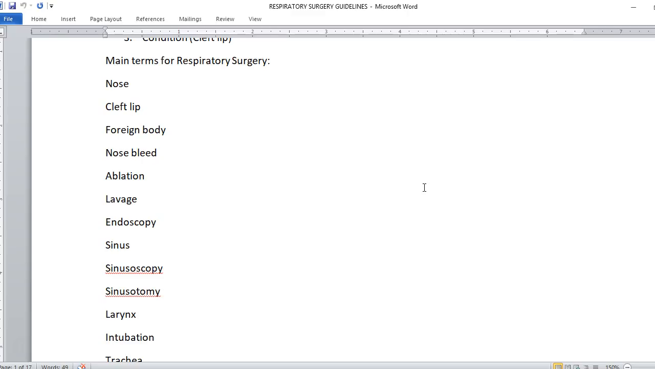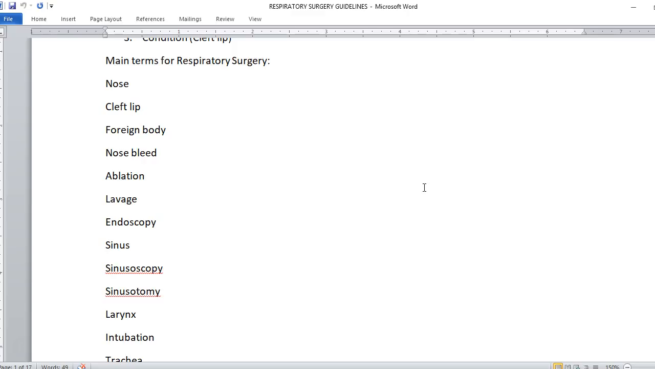Just like when we were talking about debridement, cleansing and washing of the skin, this is the cleansing and washing of an area of the respiratory system, such as the nose or the sinus cavities. Of course, endoscopy. Why? Because we're going inside the respiratory system. Remember, the respiratory system starts at the nose and ends up at the alveoli, those little air sacs where the blood-air exchange happens in our lungs.